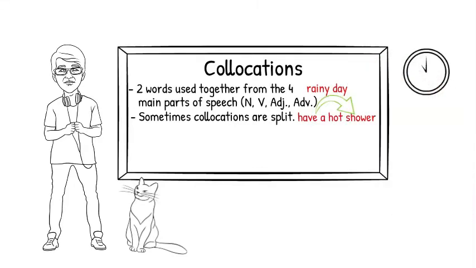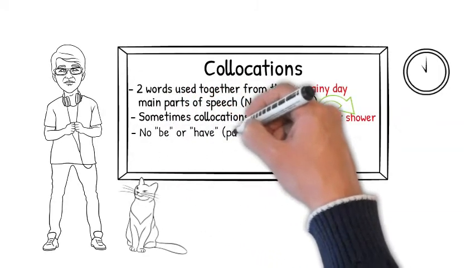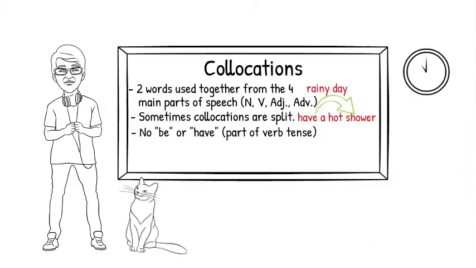It's just split. Another thing about collocations is we do not use be in collocations, and we do not use have when have is part of a verb tense. For example, am sad is not a collocation, and have eaten is not a collocation.